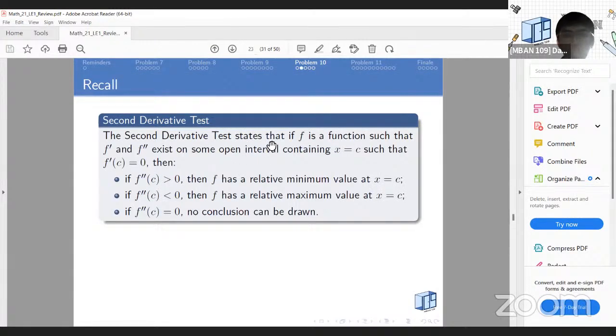Second derivative test states that if f is a function such that f prime and f double prime exist on some open interval containing x equals c such that f prime of c is equal to 0, then if f double prime of c is greater than 0, then f has a relative minimum value at x equals c, or if f double prime of c is less than 0, then f has a relative maximum value at x equals c, or if f double prime of c equals 0, then no conclusion can be drawn.